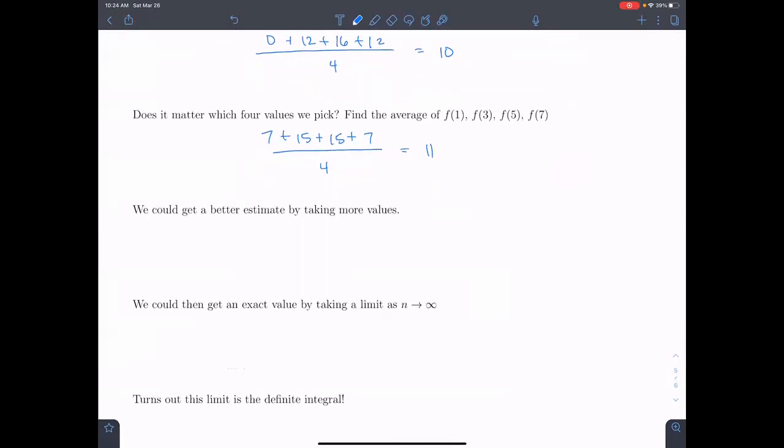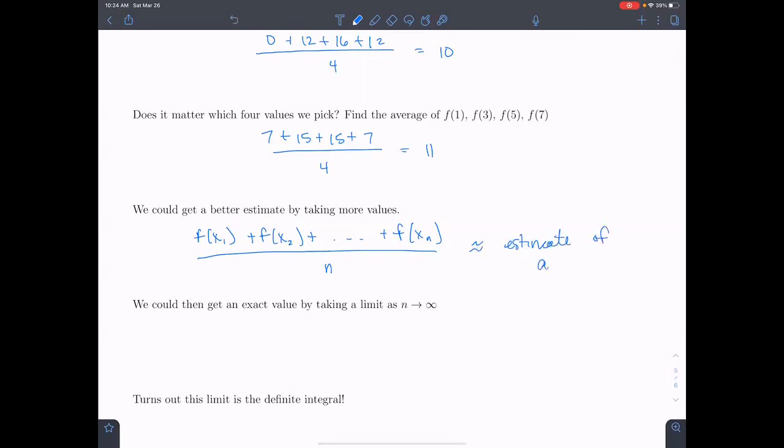We could get a better estimate by taking more values, right? So think about it, I have a bunch of x values. I'm going to take the function values at all of those, n of them, say, and I'm going to divide by n. This would get me an average, a guesstimate. We'll say estimate, that'd be better. So this would be better, right?